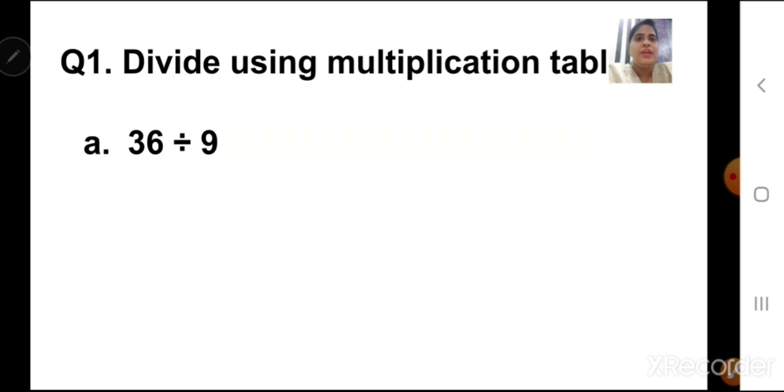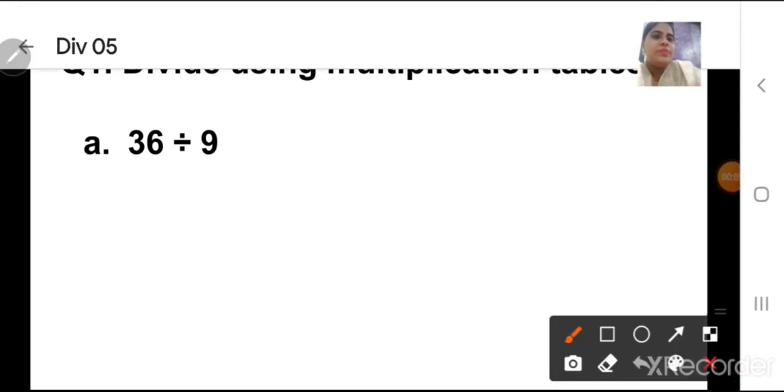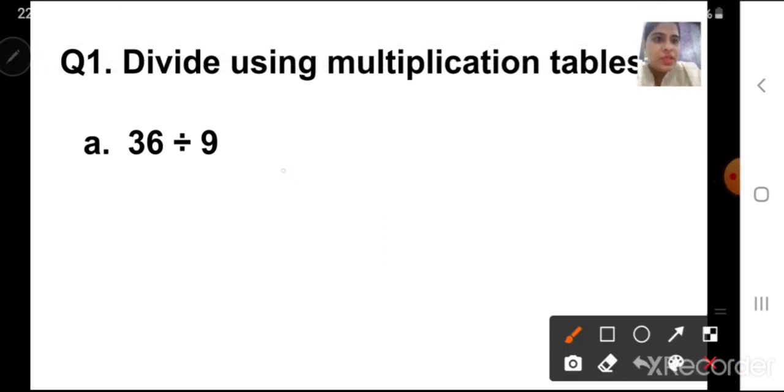So take out your notebook, children. Exercise 6.5, question number 1, divide using multiplication tables. A1 is 36 divided by 9. Now children, our first step is to draw the bracket. Then the first number, which is the dividend, 36, will go inside. The divisor, number 9, I have to write outside. In 9's table I have to find out whether I have number 36 or not.